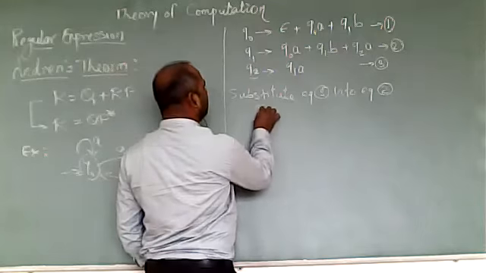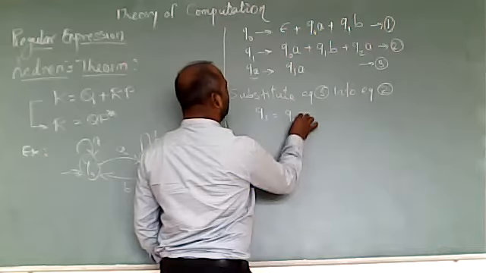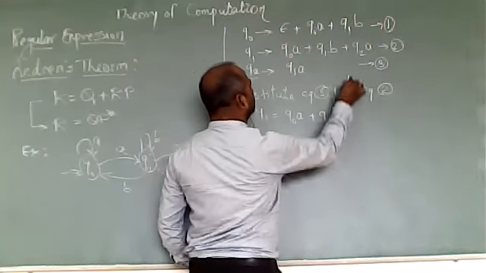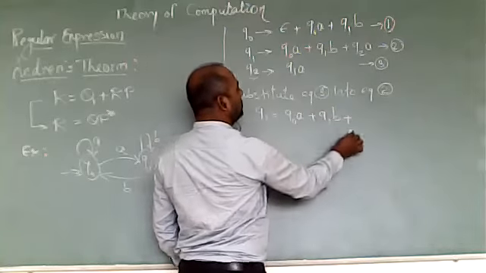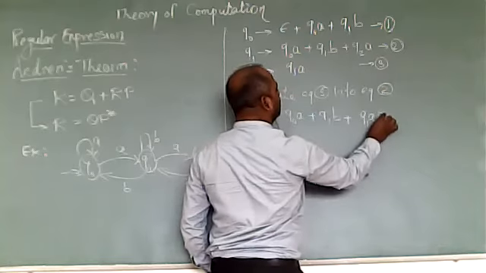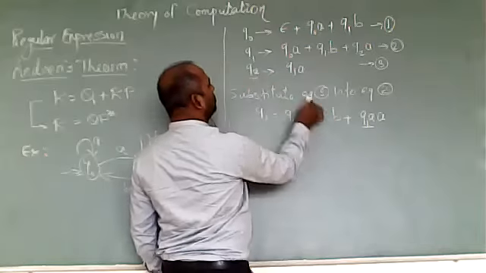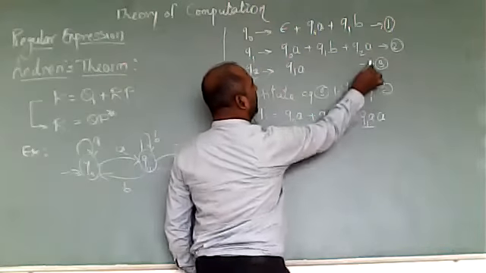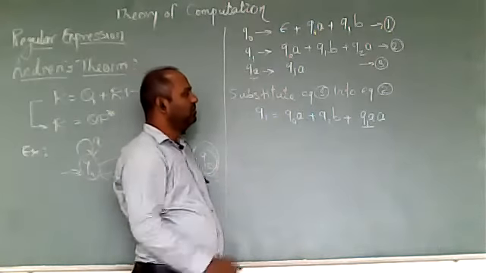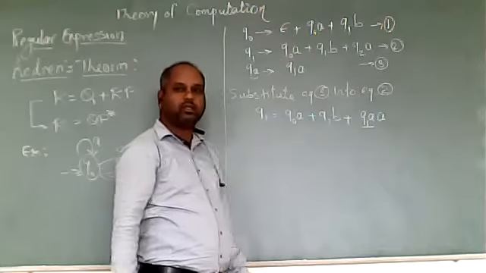So we'll rewrite this equation 2: Q1 equal to Q0A plus Q1B plus. Now this Q2 will be replaced with this, so it will become Q1A and its own A. So this is how we have substituted equation 3 into equation 2.